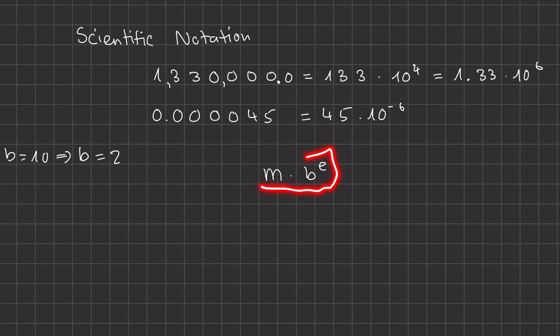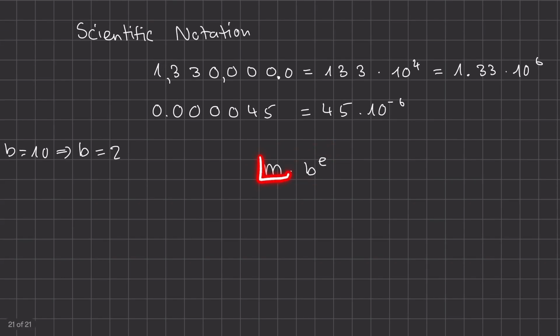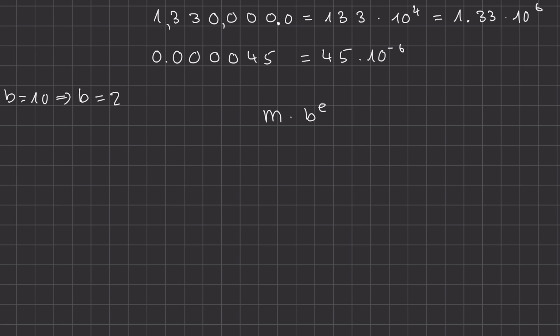So here we have the general representation, where we have an m times b to the power of e. In this case, for example, 45 would be this m, 10 would be this b, and -6 would be this e. Now these components have specific names. M being called the mantissa, b, as we're familiar with, the base, and lastly e, the exponent. And with these three numbers, we can represent any number.